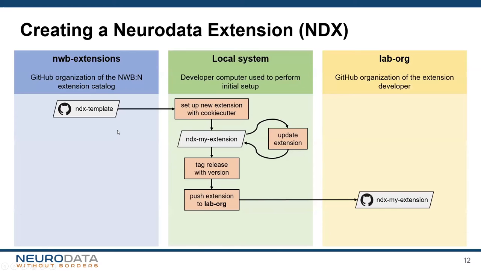So this is the overall process flowchart for creating a Neurodata extension. In orange are the actions. So you start with the templates, you set up a new extension on your computer using the cookiecutter template system I described earlier. You have your own repo called NDX My Extension. You can update it. You would tag a new release with a particular version number. And then you would push it to whatever space, your own personal space or your lab space, and then it lives there. You can then publish it on PyPI or advertise it to the public.